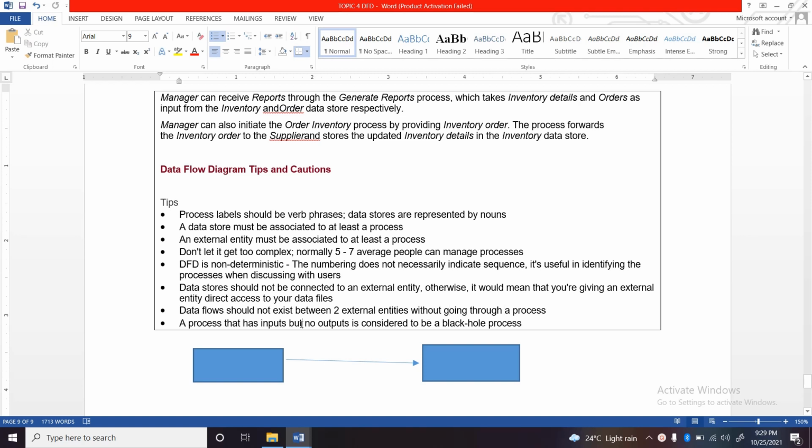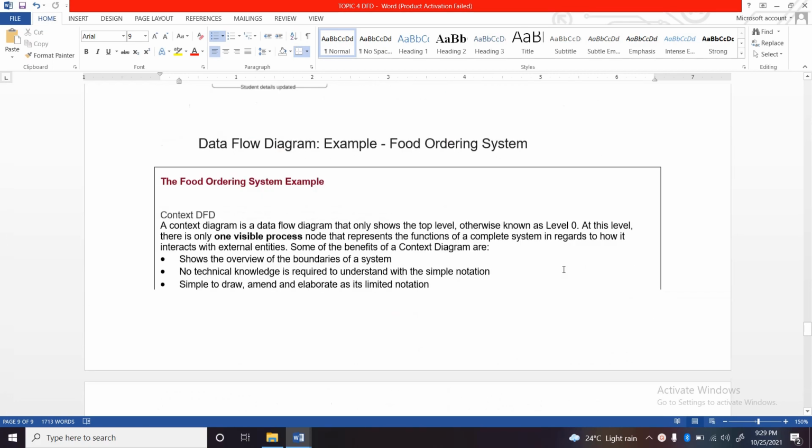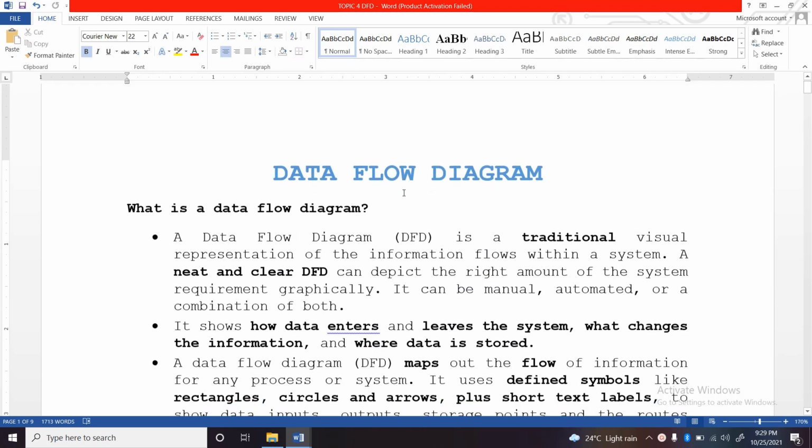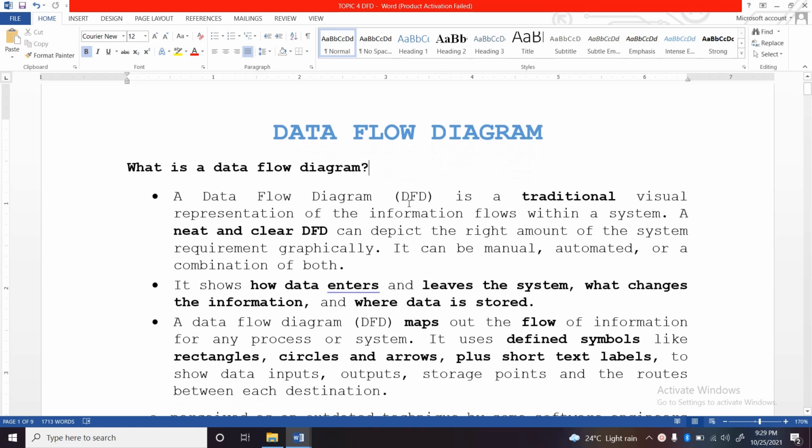And a process that has inputs but no outputs is considered to be a black hole process. Okay? So, those are the tips, or the cautions that we should consider in creating the data flow diagram. So those are the topics, or the brief discussion about the data flow diagram, or what we call the DFD. Okay, so I hope we understood something. But if you have any questions, if you want clarifications on the data flow diagram, do not hesitate to ask me, and I will try my best to answer them.